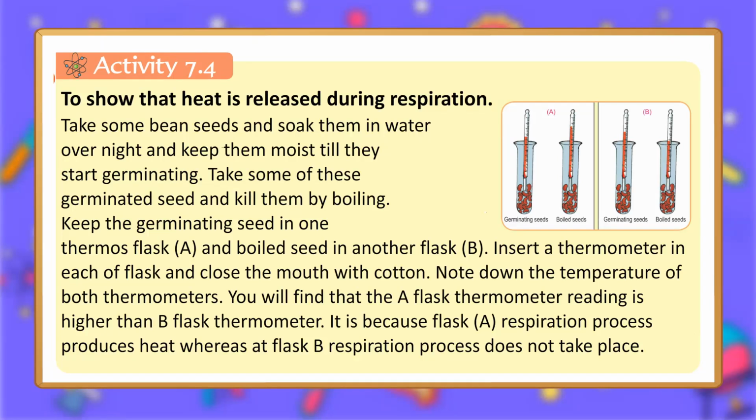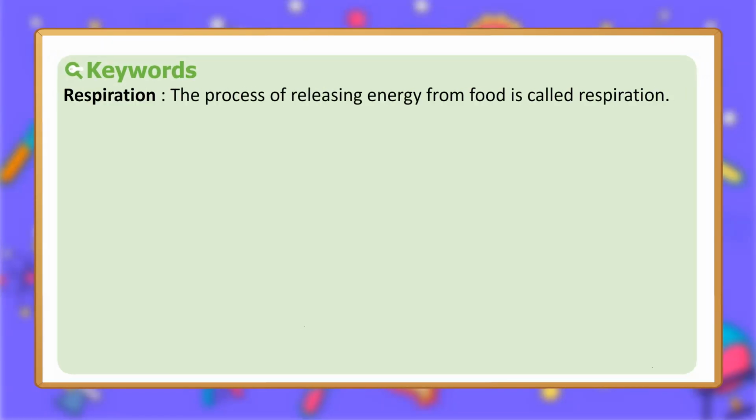Insert a thermometer in each flask and close the mouth with cotton. Note down the temperature of both thermometers. You will find that the flask A thermometer reading is higher than the flask B thermometer. It is because in flask A the respiration process produces heat, whereas in flask B respiration does not take place. A: germinating seeds, boiled seeds. B: germinating seeds, boiled seeds.